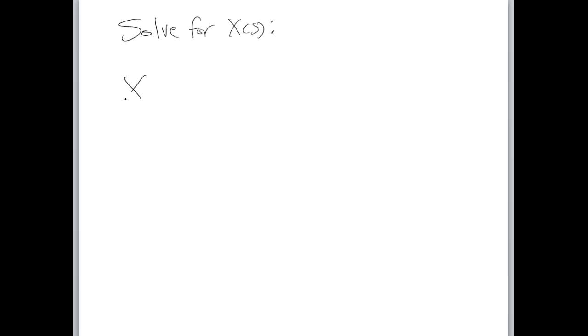So we can factor out our X(s), and that leaves s squared plus 3s plus 2. And then we can put our initial conditions on the other side of the equation. That'll be 10s plus 35.